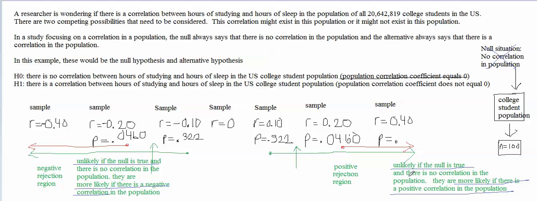So if you get an outcome in the positive rejection region, reject the null of no correlation, conclude that the population has a positive correlation. If you get an outcome in the negative rejection region, reject the null of no correlation and conclude that there is a negative correlation in the population.